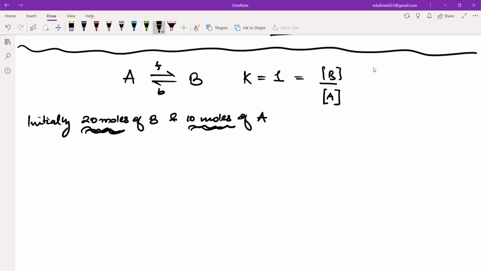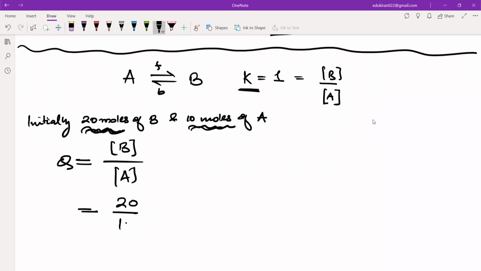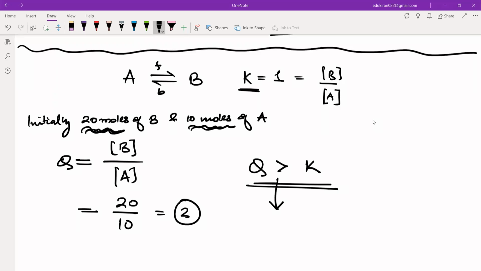And here we have the concentration of product upon reactant. We know that K is a special case of Q. At any condition, at any point of the system, we can define Q as the concentration of product by the concentration of reactant. At this point it is not equilibrium, so we define Q. When we write Q, we see there is 20 upon 10, which is equal to 2. Now I compare: Q is greater than K. When Q was greater than K, I said the reaction is going to be backward.